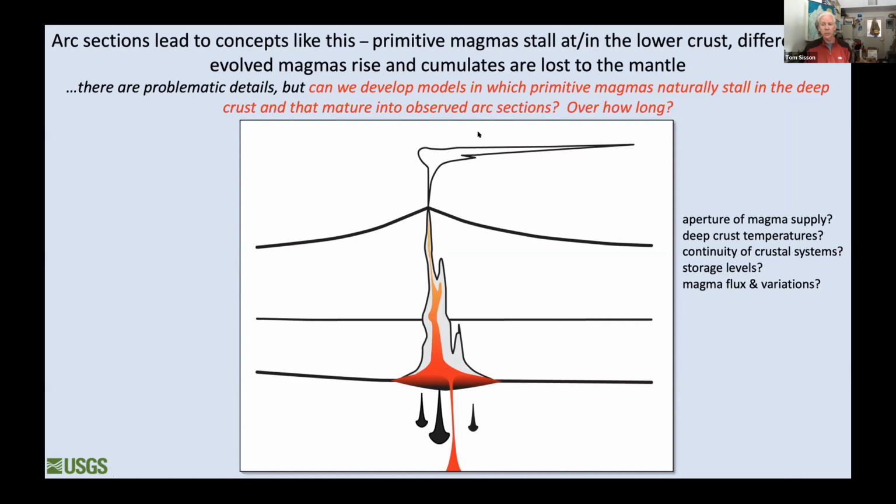And some of the things that we need to know to make progress on this are the aperture of the magmatic feeding system. That is, what is this dimension down here? And what is the temperature in the deep crust? And what is the continuity of the magmatic system? Where do the intrusions store or stall? And what is the overall magmatic flux?